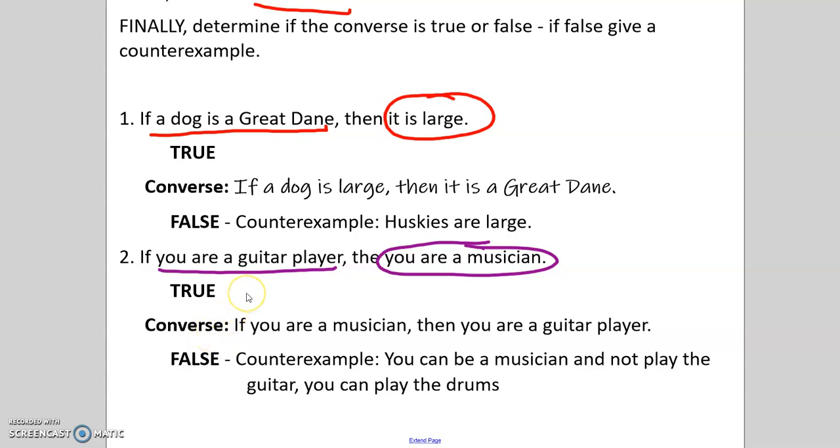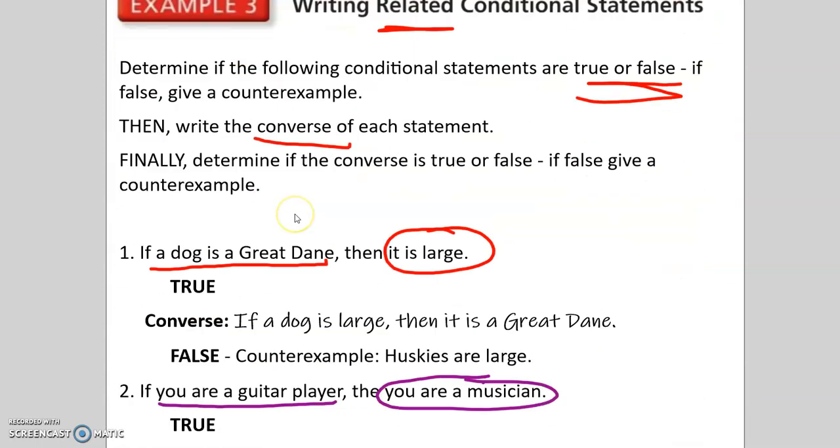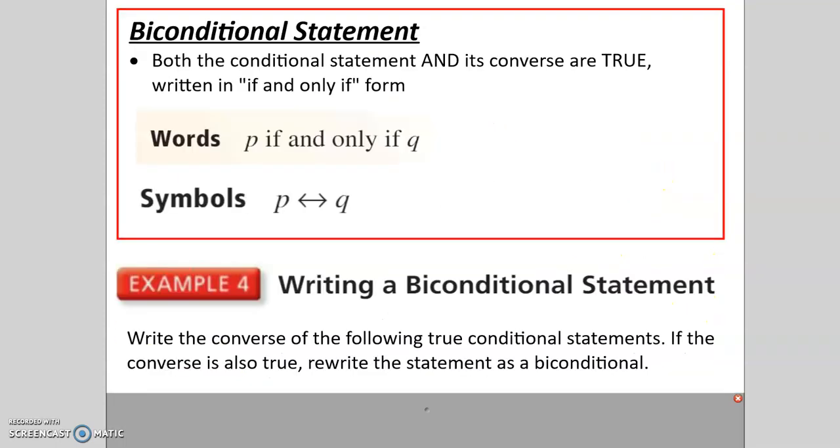Okay? The very last vocab word that I'm going to talk about today in this video is a biconditional statement. And a biconditional, I'm going to go back to this example here, is what happens exactly when these are both true. So when my conditional is true and when my converse is true. That's literally the definition of my next vocab word, biconditional. When both the conditional statement and its converse are true.